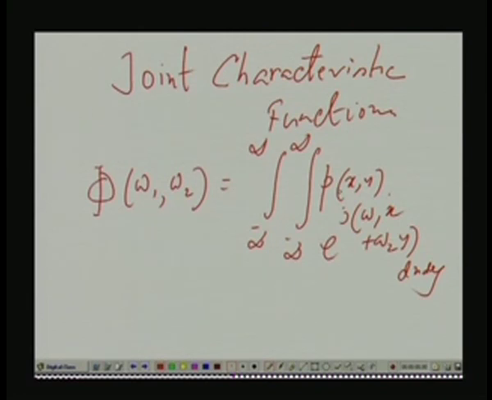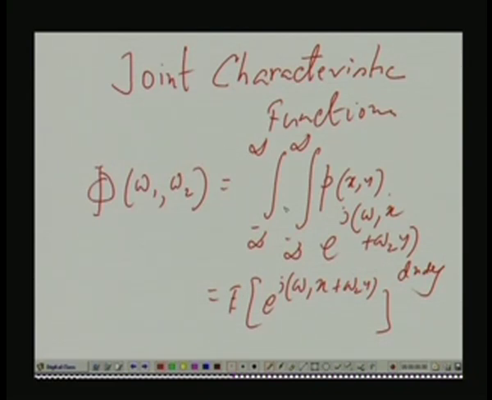Or equivalently, that is nothing but the expected value of e to the power j(omega 1 x plus omega 2 y). So given p of x comma y, we can find phi by this formula, and given the characteristic function, we can find p of x comma y by the inverse formula. That is again obtained just by recalling the forward and backward Fourier transform relations, the direct and inverse Fourier transform relations.